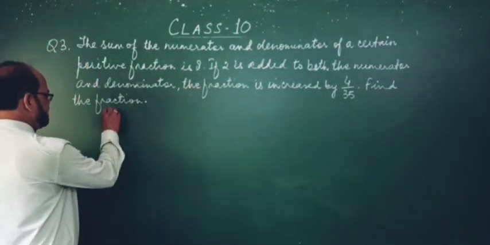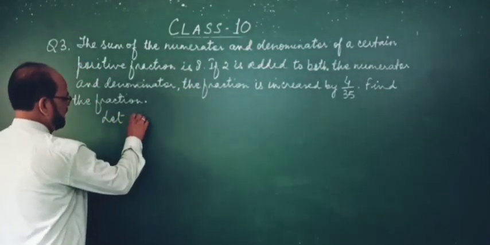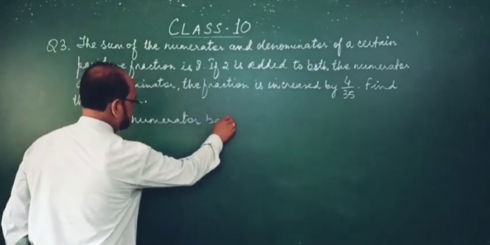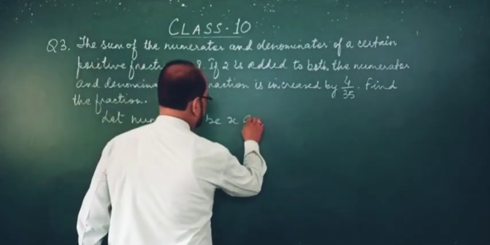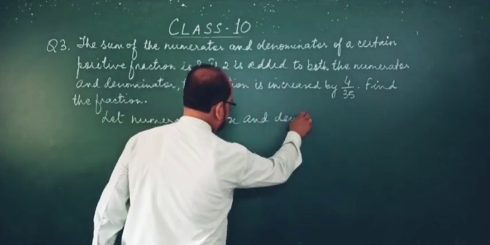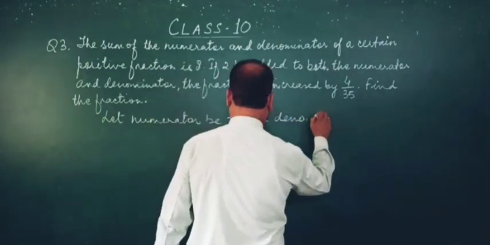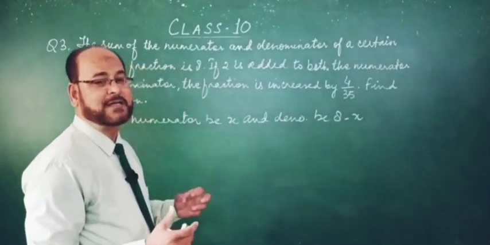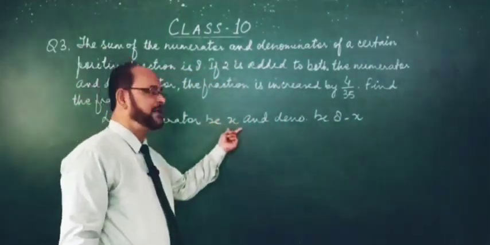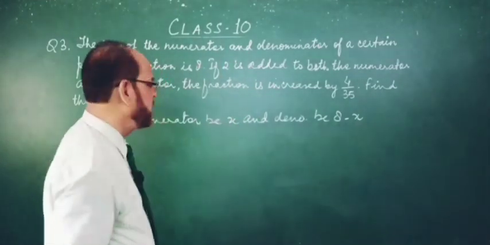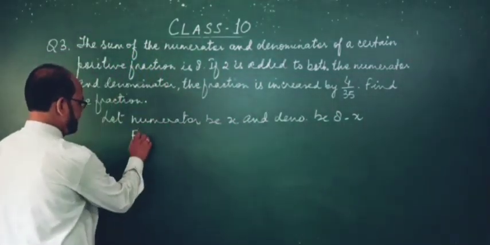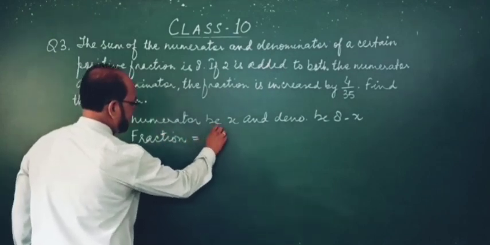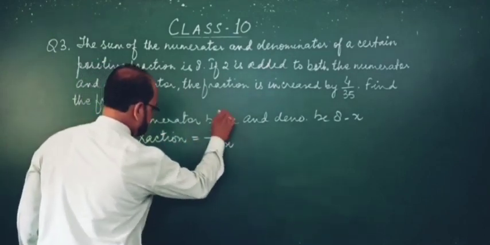So if we let numerator be x, then what will be the denominator? Denominator will be 8 minus x, because the sum of numerator and denominator is given as 8. So if we let numerator is x, then denominator will be 8 minus x. And in that case, what will be the fraction? Fraction will be x upon 8 minus x.